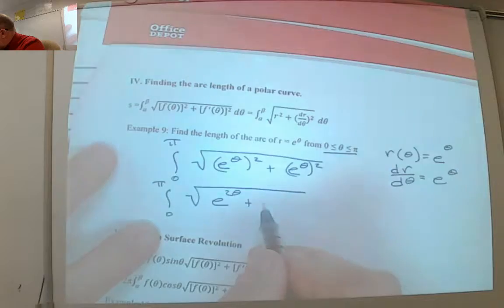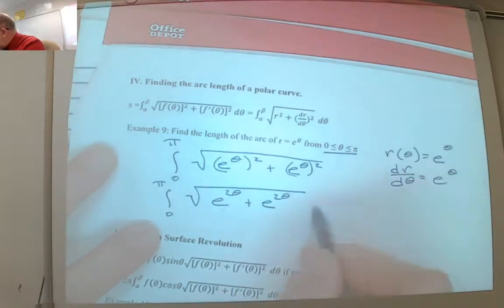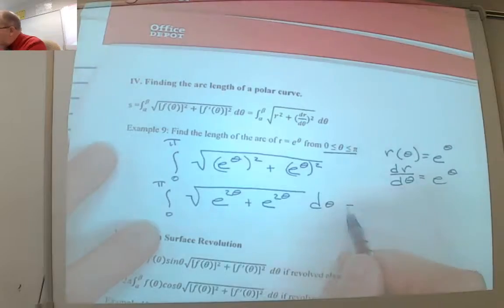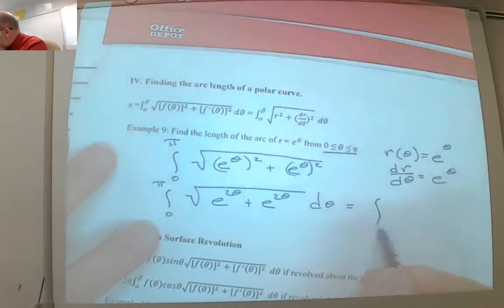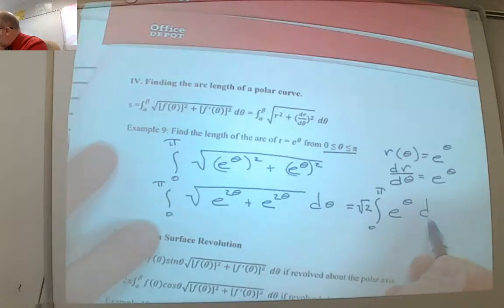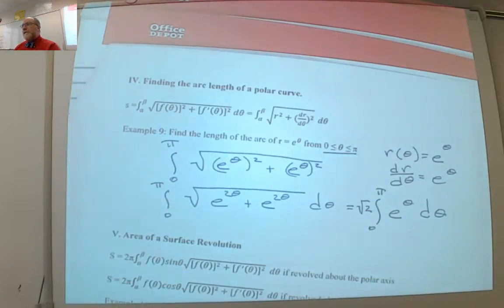2e to the 2 theta? Yeah, 2e to the 2 theta. Okay, so I'm going to make a jump here. Do you see where I get the square root of 2, integral from 0 to pi of e to the theta d theta? You're okay with that jump?